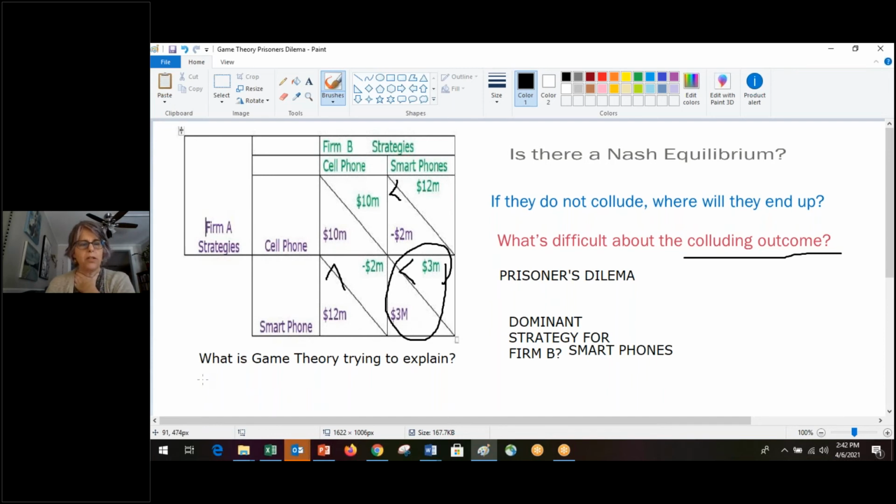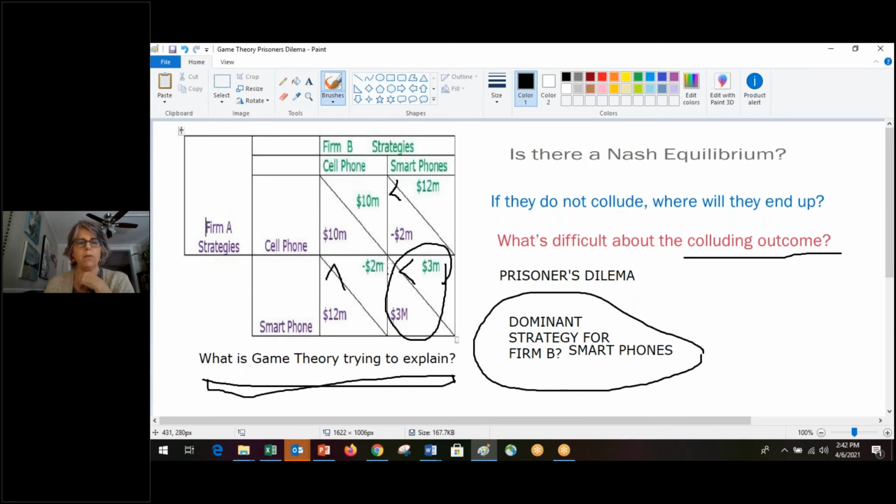So remember, what are they trying to explain? They're trying to explain how people behave when there's interdependence, which we don't have with monopoly or monopolistic competition or pure competition. You want to look and see if they have a dominant strategy. You want to be able to read your payoff matrix.